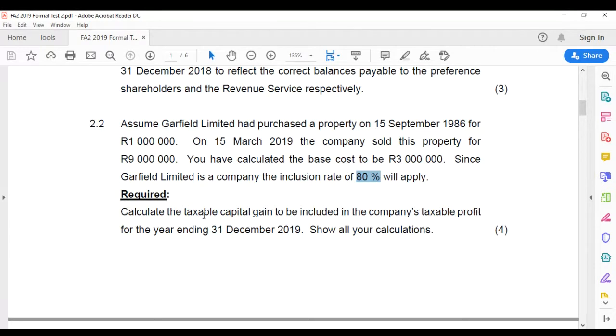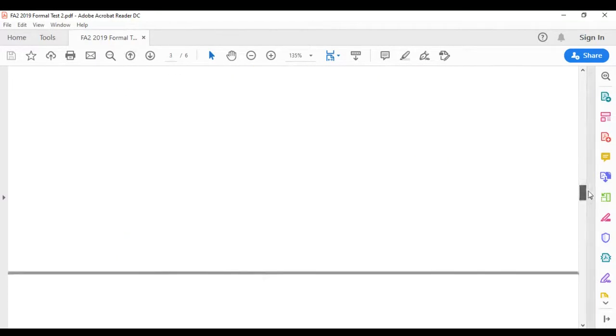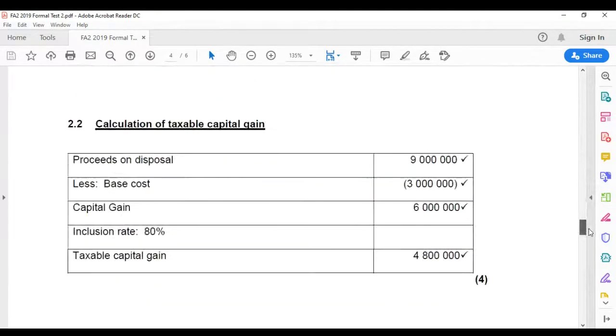Right. So that is what is required of us to calculate the taxable capital gain. So that is after applying that inclusion rate, and then we must show our calculation. So let's go and have a look at our solution.